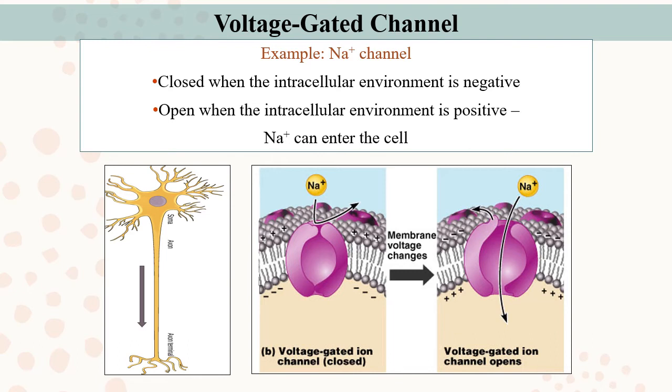Since sodium concentration is high outside the cell, a huge number of sodium ions come into the cell, disturbing its resting membrane potential. At the same time, through the potassium channel, a large number of potassium ions go out. So that's how the sodium channel is open or closed due to the presence of an electrical stimulus or voltage.